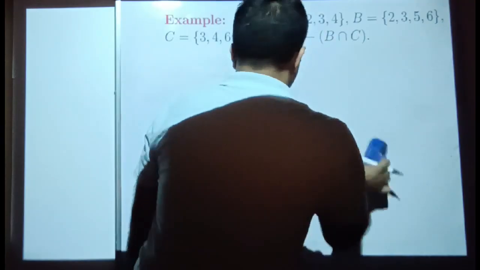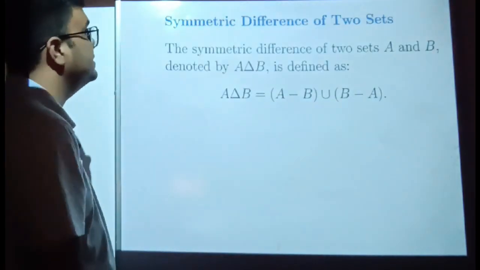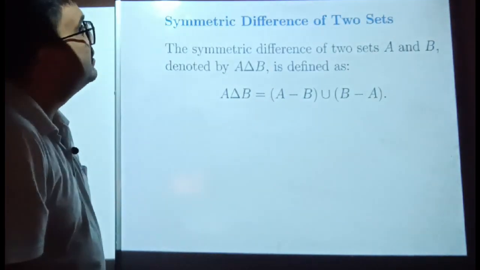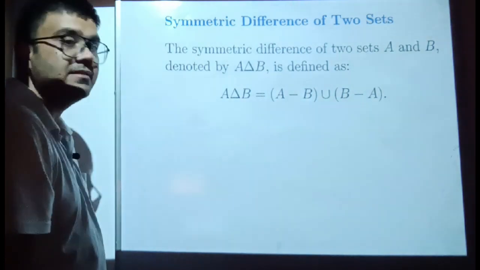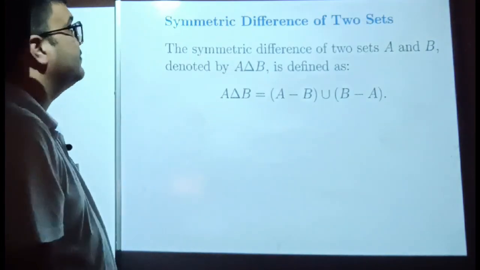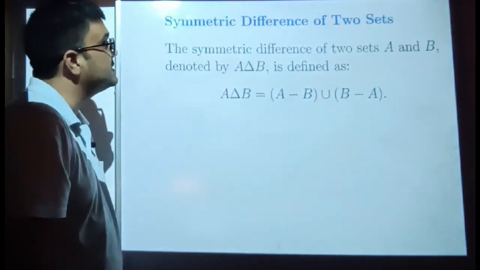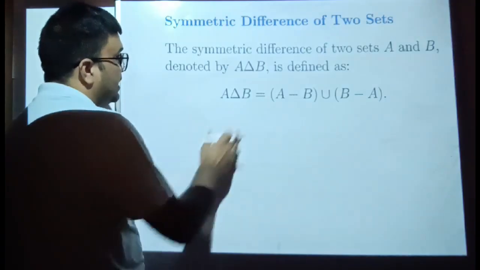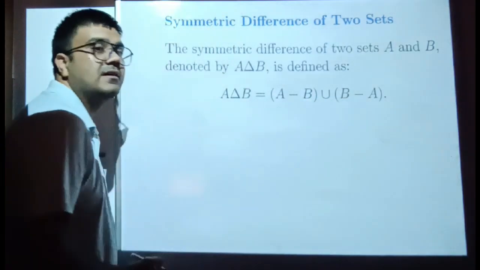The next operation that we have related to sets is the symmetric difference. We have seen union, we have seen intersection, we have seen difference. These were the 3 operations on 2 sets. We have seen complement. Now we have another operation, that is symmetric difference. It is denoted by A delta B, and by definition it is A minus B union B minus A.